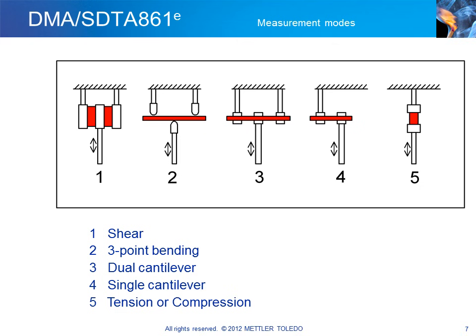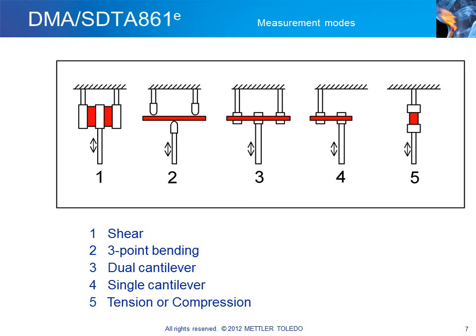This slide shows schematic diagrams of the different DMA measurement modes. The mode used for the experiment is determined by the shape and nature of the sample and the information required. Diagram 1 illustrates the shear mode. This mode allows a very wide range of samples to be measured, for example solids or even viscous liquids using the modified sample holder. This mode is especially suitable for measuring polymers. The sample can be measured from the glassy state through to the melt in one single measurement.